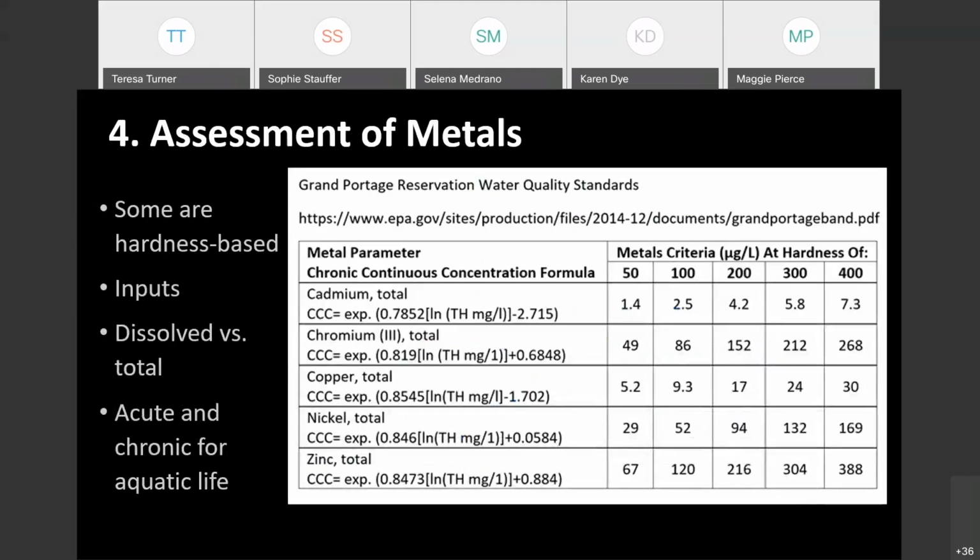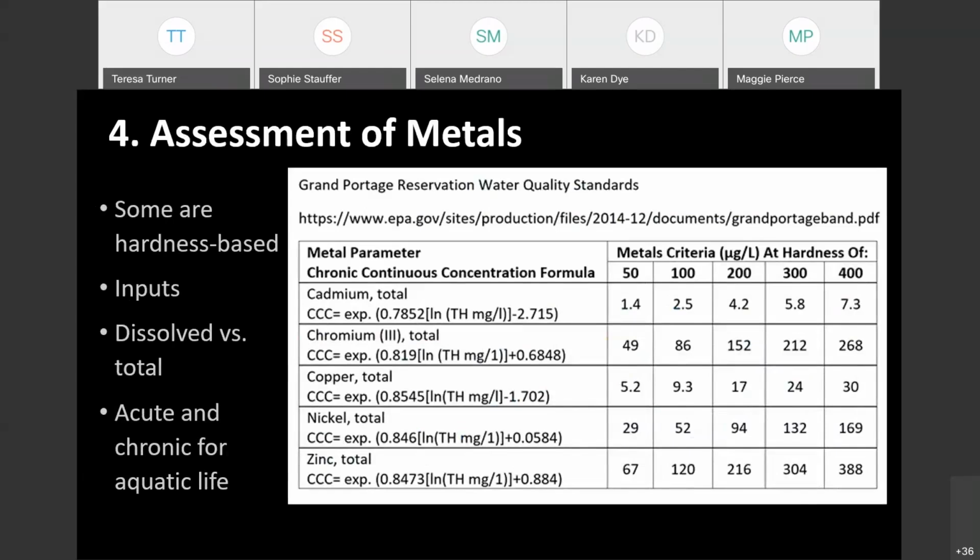So next we're going to be talking about metals. Metals criteria exist to protect both human health and aquatic life. Some of them are hardness based. The metals criteria for aquatic life tend to be a little bit more stringent than the human health, generally speaking. That's not the case in all examples or in all cases.